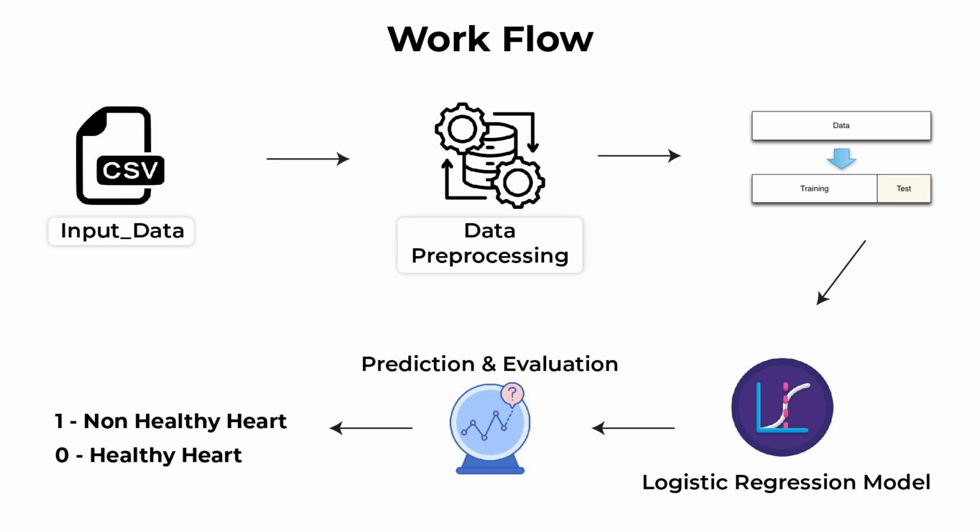So today our machine learning model is based on heart disease prediction. Our basic workflow is such that we will import our input data into our Colab, then we will process it and separate it through the train test split function, and then through the logistic regression model, we will evaluate our model. If our prediction is 1, that means we have a non-healthy heart. If it is 0, that is a healthy heart.